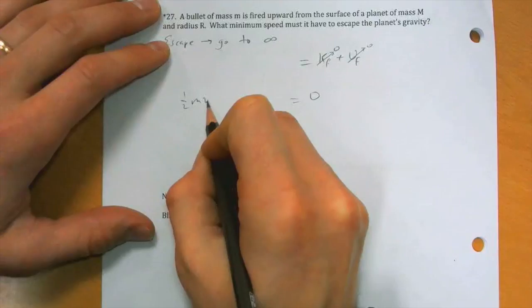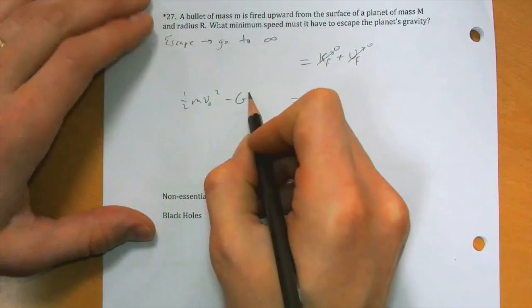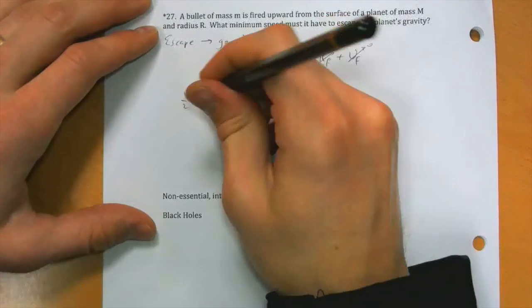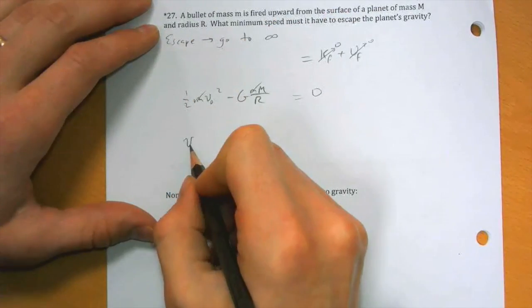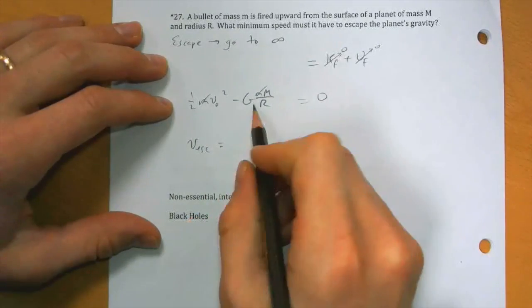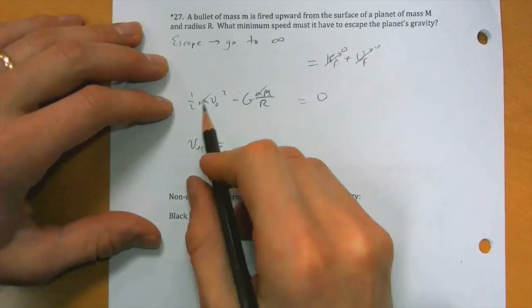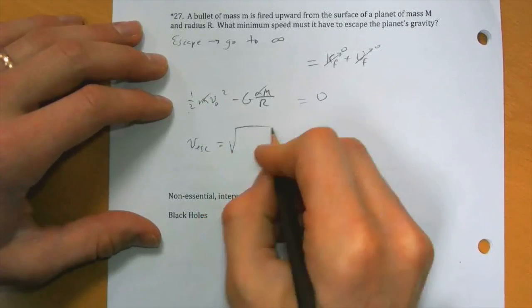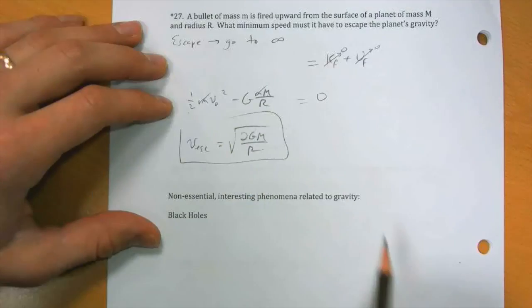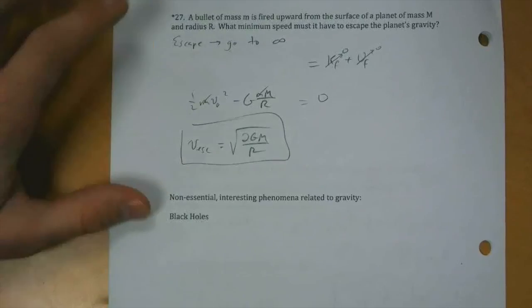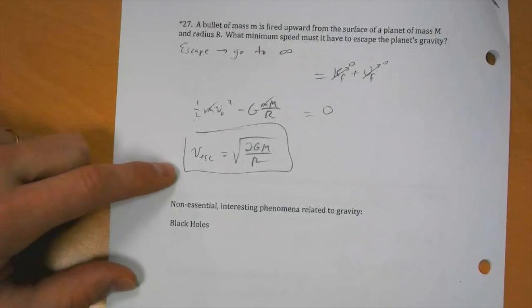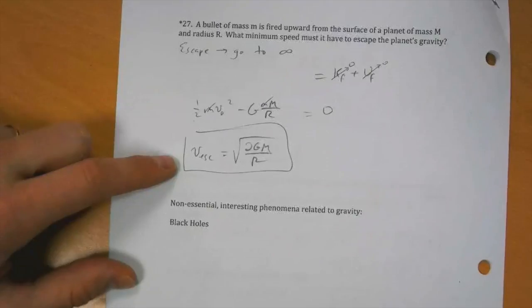So 1/2 m v0 squared minus GMm over r is equal to 0. And we solve, this is called escape velocity, so I write v_esc equals, we add this to the other side, the square root of 2GM over r, and this is what is known as escape velocity. And I put a star by this again because this is something that pops up on the AP exam, useful to know, good to know where it comes from.